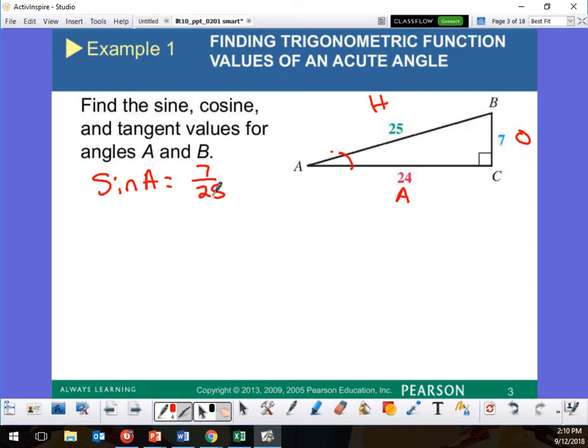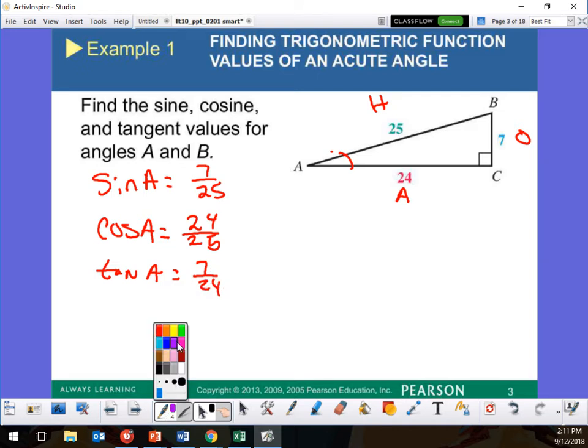The next one is going to be cosine of A. So cosine is adjacent over hypotenuse. So that's going to be 24 over 25. Very good. And tangent of A is opposite over adjacent. So opposite is adjacent is? Very good. All right, so I'm going to change up colors here.